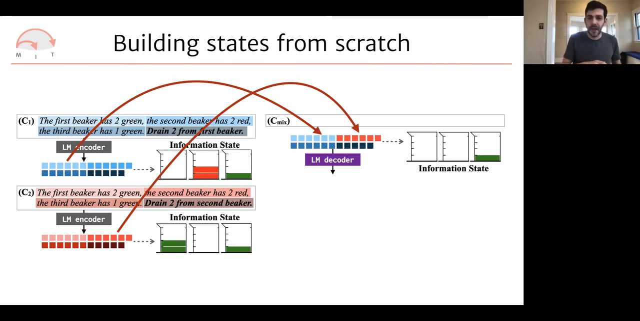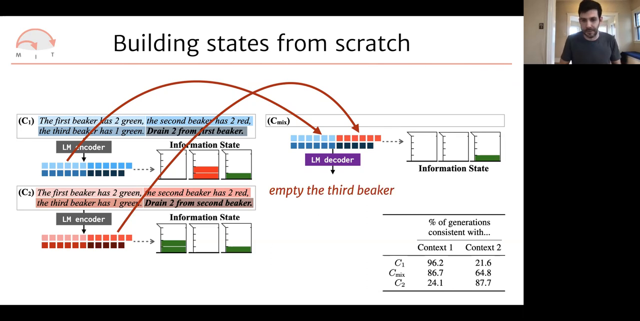And sure enough, for the most part, this language model is only going to generate things that talk about removing liquid from the first beaker or from the third beaker, and it will never try to mix or empty out the first and second beakers, because it thinks those things are already empty based on these representations that were constructed in totally different discourses.